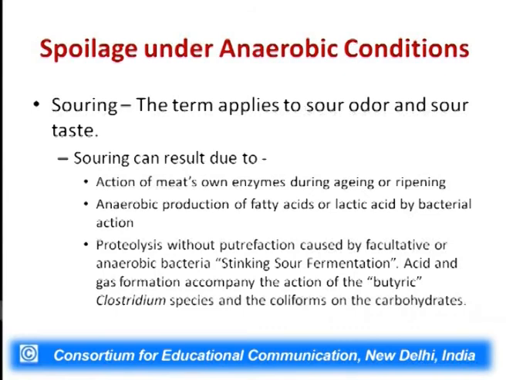Now, another kind of spoilage is spoilage under anaerobic condition. A very common spoilage occurring under anaerobic conditions is souring. This term applies to sour odor and sour taste. Souring can result either due to action of meat's own enzymes during aging and ripening. It can also be produced due to anaerobic production of fatty acids or lactic acid by bacterial action.